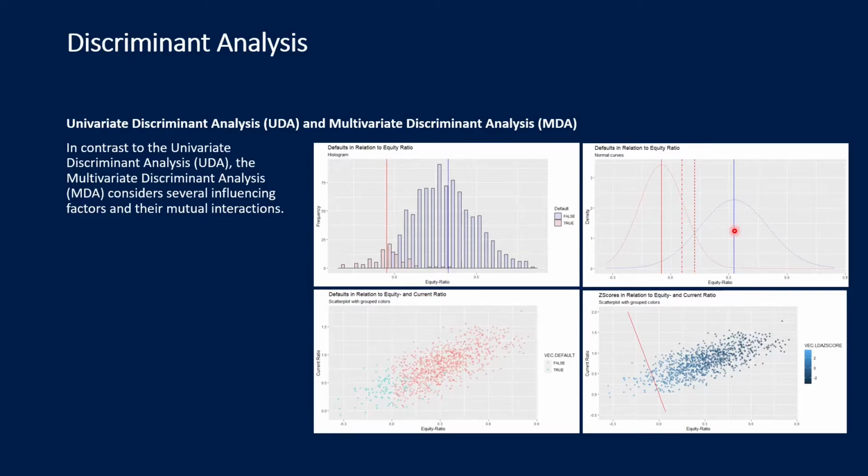Of course, we can define some kind of cutoff point. So let's say we take this dashed line here in the middle, maybe there where those two plots intercept, and we just give credit to those having an equity ratio higher than this point, while we refuse to give credit to those with a lower equity ratio. So that is the most simple strategy in univariate discriminant analysis.